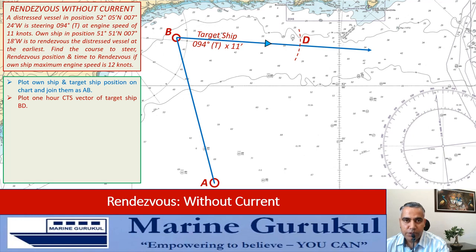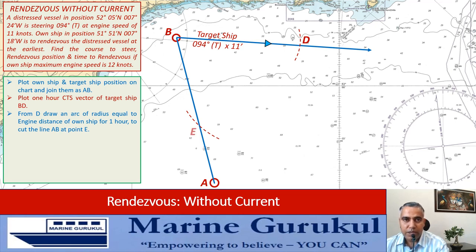Now with our compass centered at point D, delta, where the target ship 1 hour course steered vector ends, we draw an arc with radius equal to our ship engine distance for 1 hour, which in our case is 12 miles. You can see the arc coming up on the screen. This arc is centered at point delta and the radius of the arc is equal to our engine distance for 1 hour, which is 12 miles.